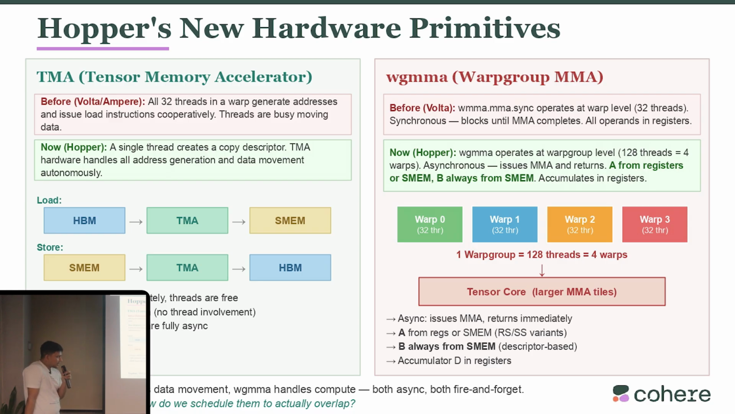Older architecture. I didn't talk about bank conflicts. The thing is, TMA introduces something called swizzling, which removes the bank conflicts when you are loading from HBM to shared memory.